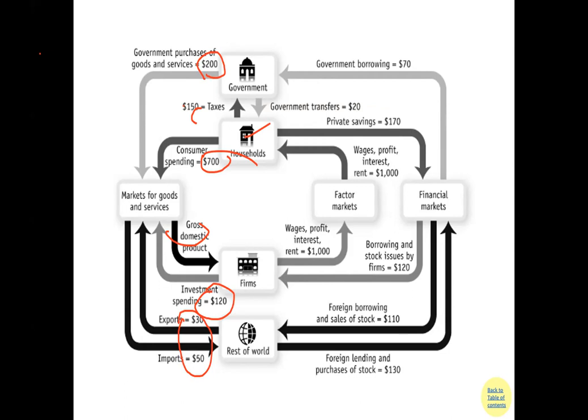Okay. Now we go to the other side. We look at income. The only thing we have here is this number, right? The total income: the wage, profit, interest, rent. So if we look at income, we get the same number. Okay. Very good.